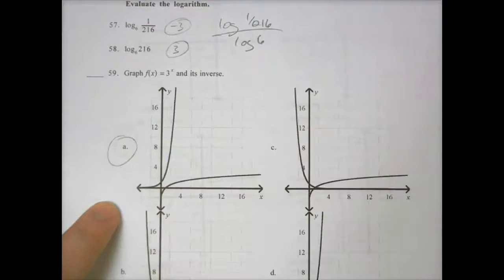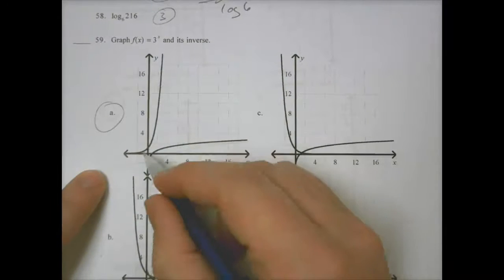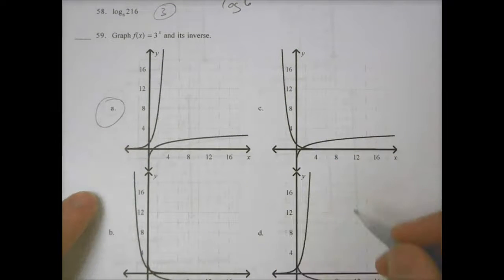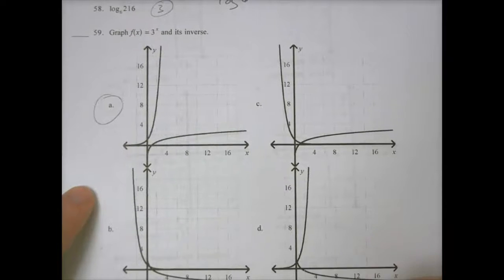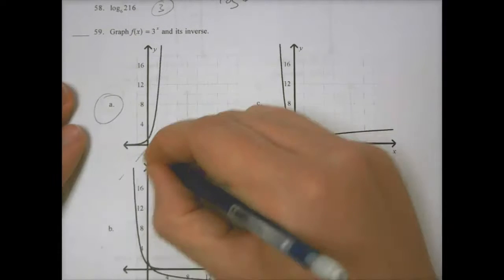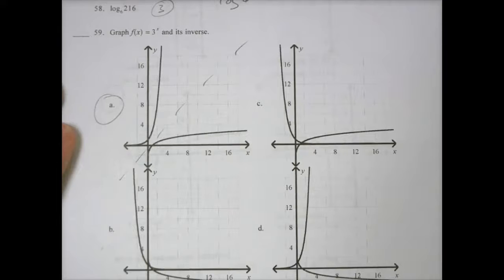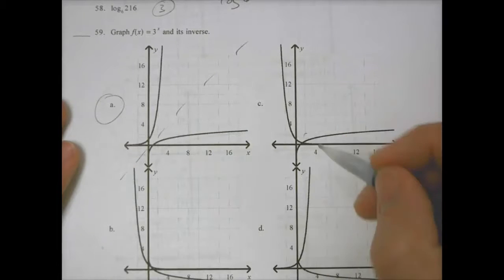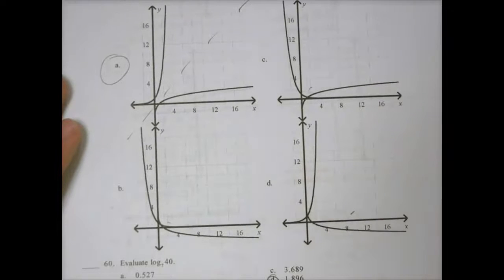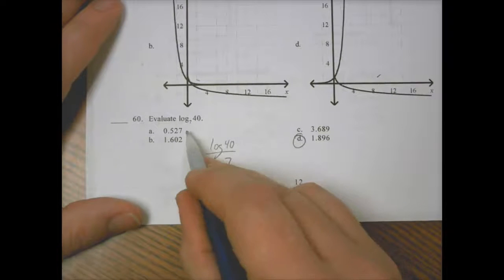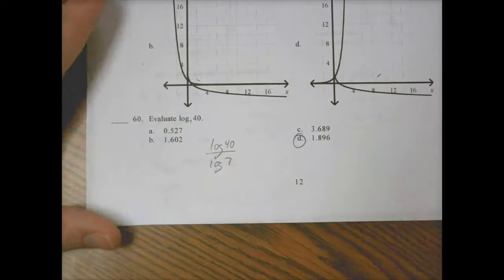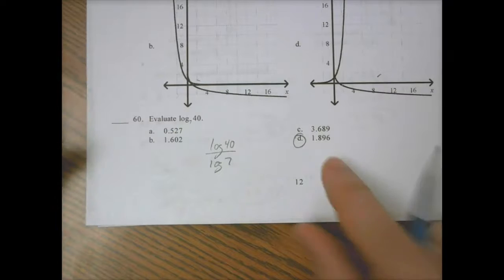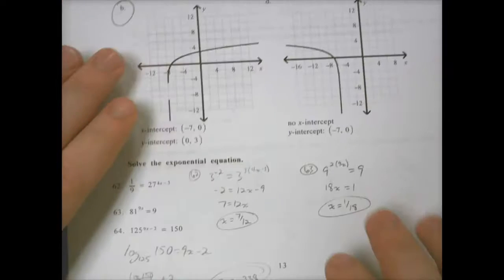Here, 3 to the x looks something like this, or like this, but the inverse reflects over the line y equals x. This is the only option that reflects over that line. This one does not, this one does not, this one does not. Evaluate log base 7 of 40, same thing, log 40 over log 7. Type it in your calculator, you'll get 1.896.